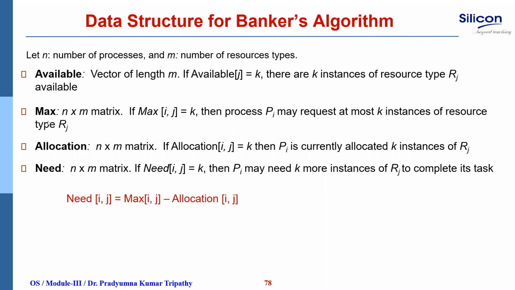The max is an n cross m matrix. It's two-dimensional. If I write max[i][j] equals k, that means the process Pi can request at most k instances of resource type Rj. The process Pi can request a maximum of k instances of type j.